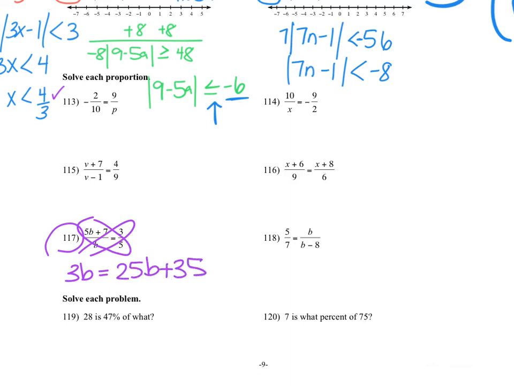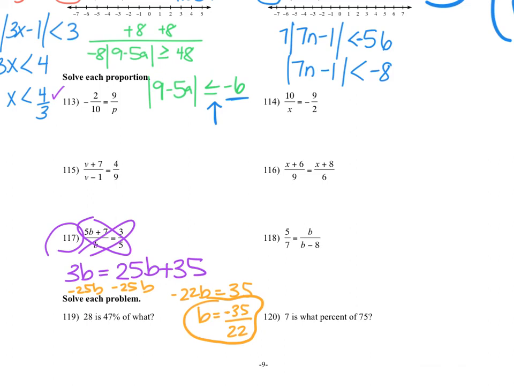Now I want my b's all to be on the same side. So I'm going to subtract 25b from both sides. So I essentially get -22b equals 35. And 35 divided by -22 is in fact -35/22, because you can't simplify. Okay, let's try one more.